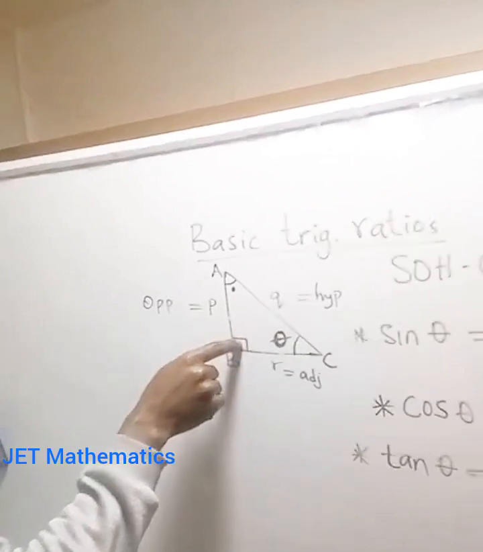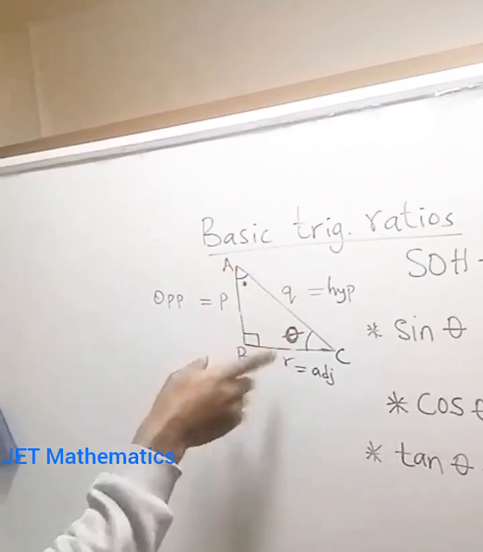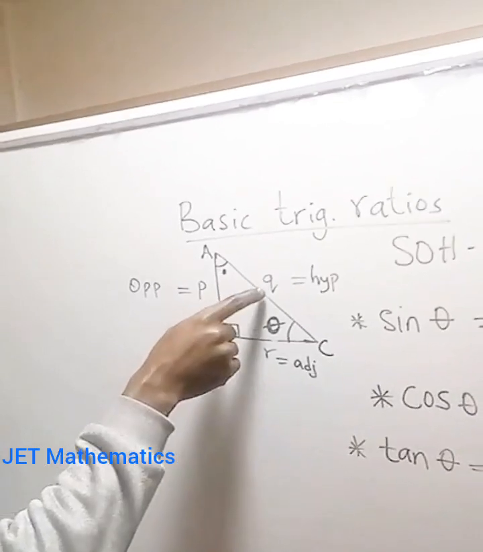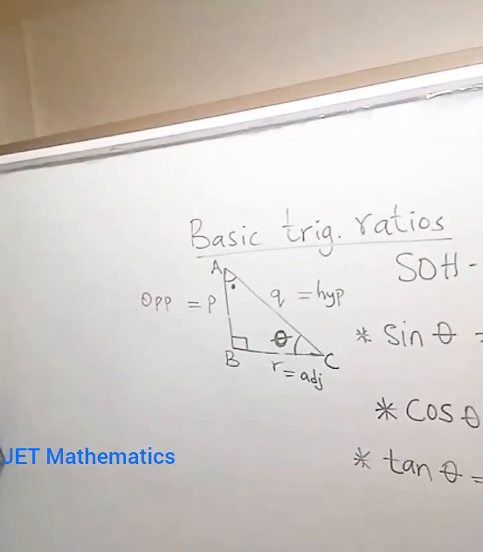The hypotenuse is always opposite the right angle. So no matter how the shape is tilted, always note that the hypotenuse is always opposite the right angle.